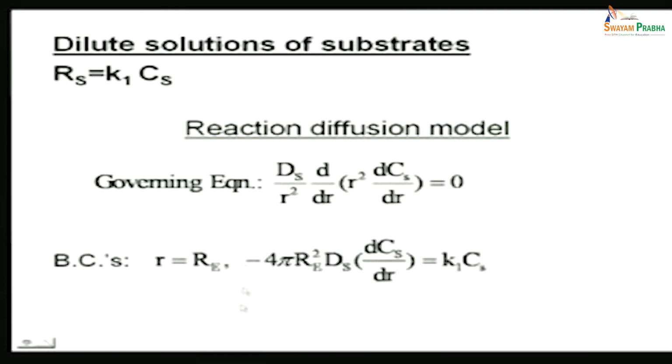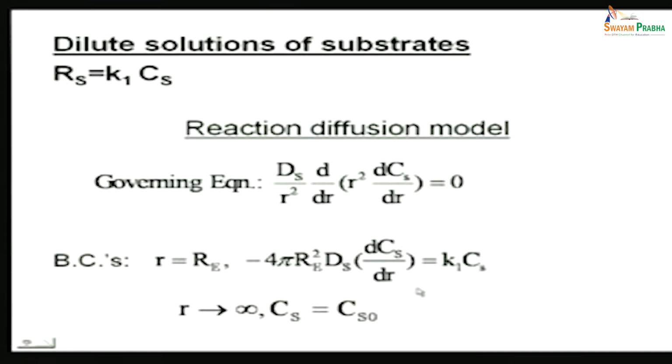Now, the boundary conditions, as we discussed, one is the flux equals reaction rate. We are doing this at the limit of small substrate concentration, as a result of which the reaction rate is first order. And the other boundary condition is that very far away from the matrix, the concentration is a constant. Okay, so this is where we stop.